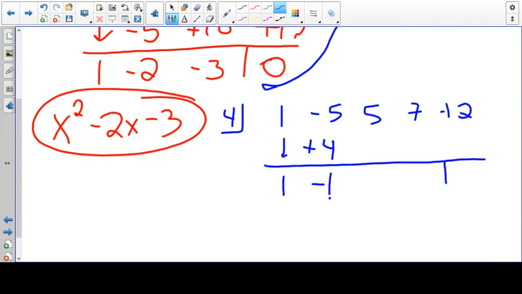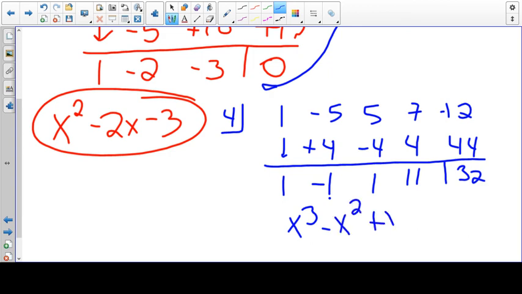-1 times 4 gives me -4. 5 minus 4 is +1. 1 times 4 is 4. 7 plus 4 is 11. 11 times 4 is 44. -12 plus 44 is 32. So I have x cubed minus x squared plus x plus 11 with a remainder of 32.